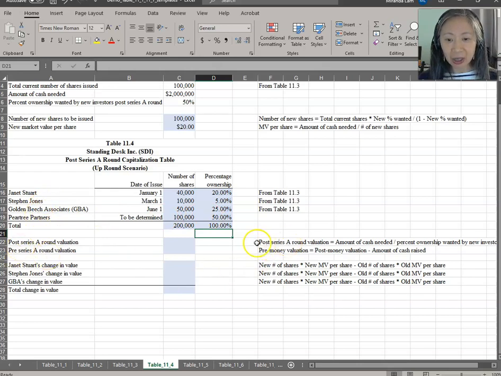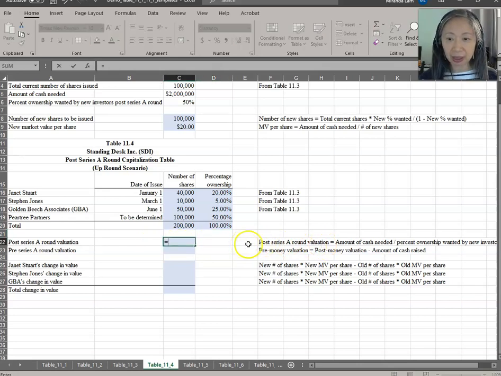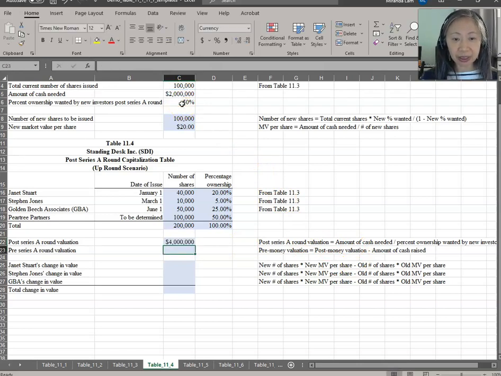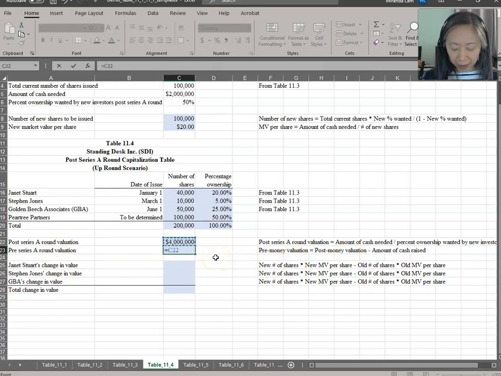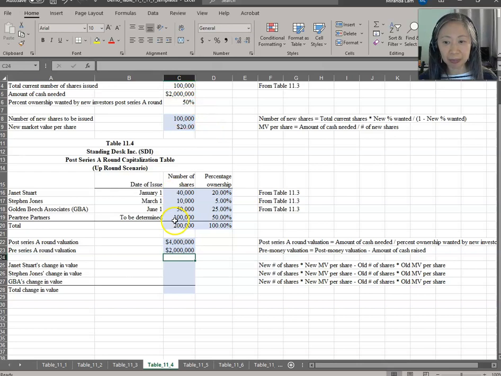Okay. Now let's take a look at this Series A valuation. This is very similar to the seed round. We take the amount of cash they raised, which is $2 million, divided by the percentage ownership that they need. That gives the post-money valuation, this is post round A. You want to be very clear on which round we are dealing with. And the pre-money valuation is the total market value minus the cash that you raised. That will be $2 million.